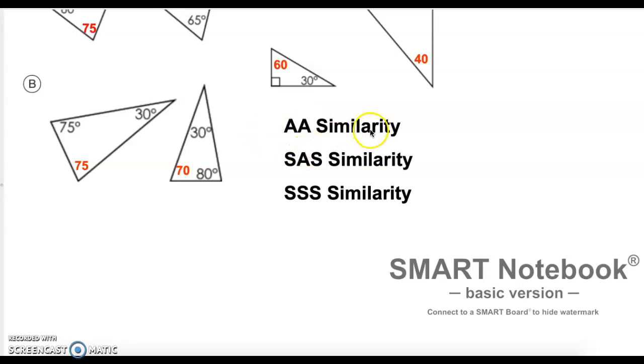We have angle-angle similarity. If you have 2 triangles with 2 pairs of corresponding congruent angles, then your triangles are similar. Side-angle-side similarity says if you have 2 triangles with 2 pairs of corresponding proportional sides and the included angles are congruent, then you have similar triangles. And finally, side-side-side similarity says if we have 2 triangles with 3 pairs of corresponding proportional sides, then the triangles are similar.